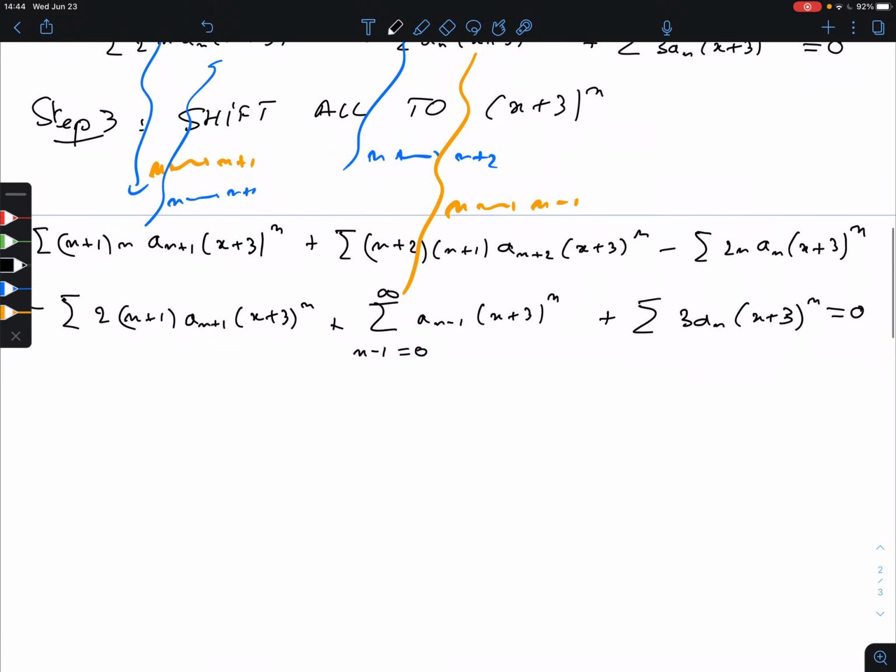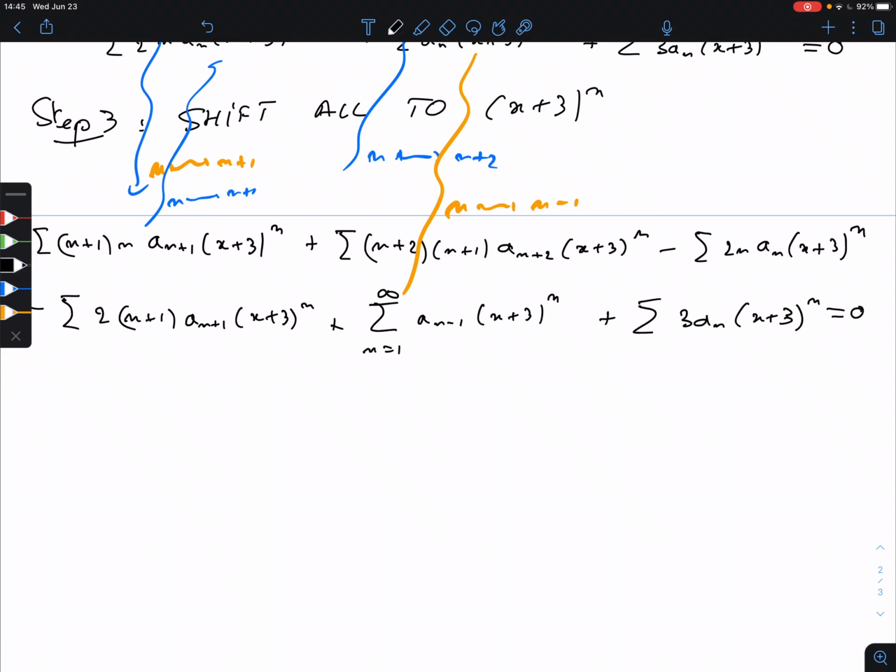So we have our coefficient, the coefficient of (x+3)^n. Let's write out what we have, and we know that it has to be 0, right? So I'll write the 0 at the end. That is (n+1) n a_(n+1). Now, okay, sorry, let's do it in order. So the first one is, this summation here, let's look at this. It starts from n equals 1, okay? So I'm going to rewrite this here.